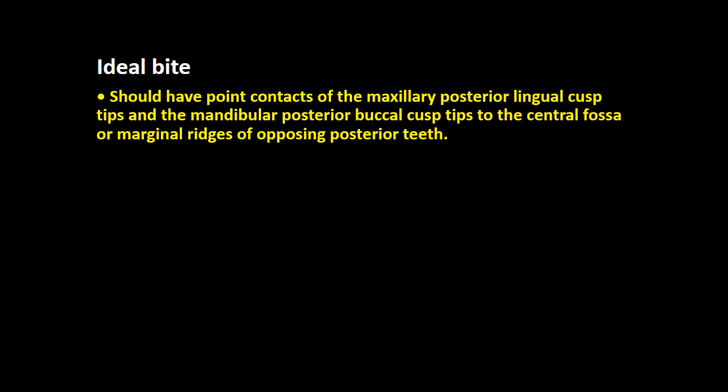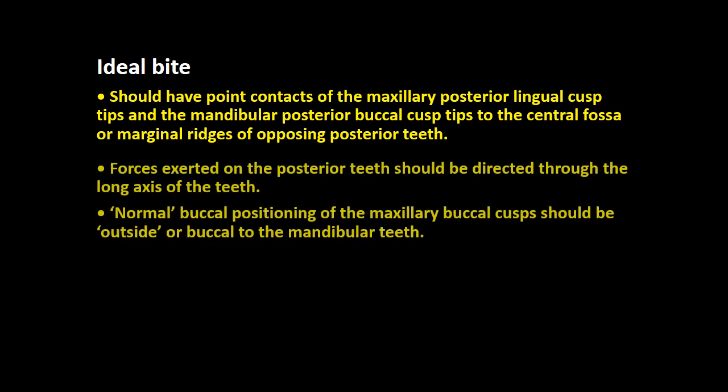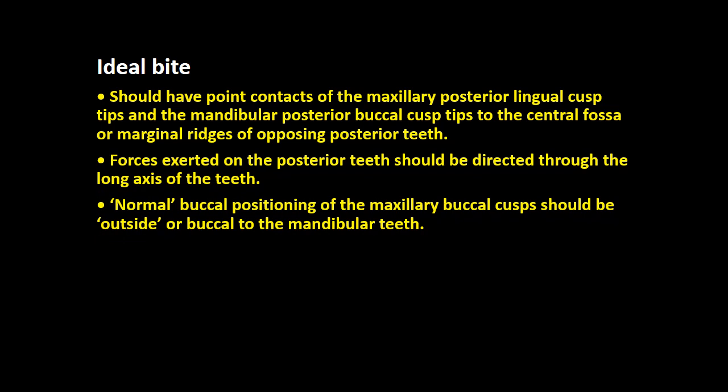In case of an ideal bite, we should have point contact of the maxillary posterior lingual cusp tips and the mandibular posterior buccal cusp tips to the central fossae or marginal ridges of the opposing posterior teeth, and the forces should be exerted through the long axis of the teeth, and normal buccal positioning of the maxillary buccal cusps should be outside, or buccal to, the mandibular teeth.